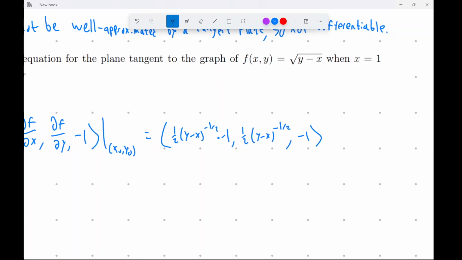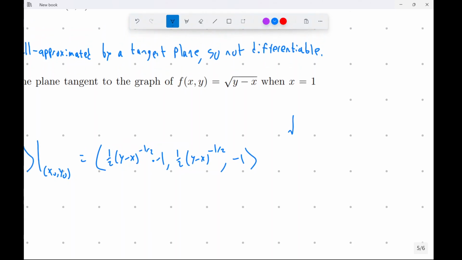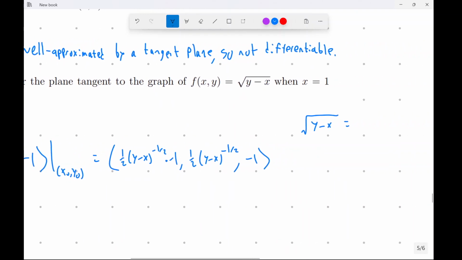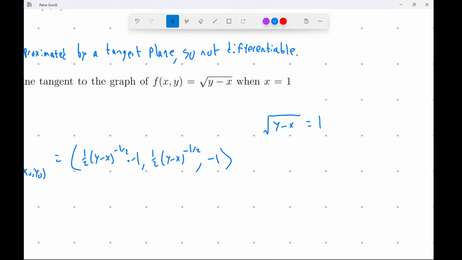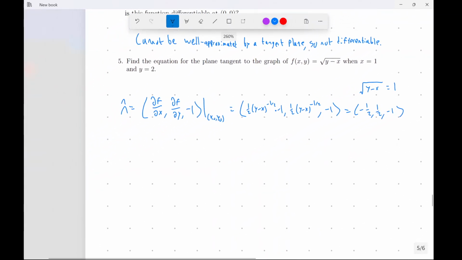Okay. So let's see, square root of y minus x: y is 2, x is 1, so that's just 1, which means y minus x to the -1/2 is also 1. So this is just -1/2, 1/2, -1. That's my normal vector.